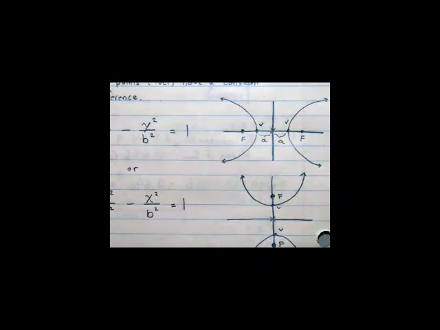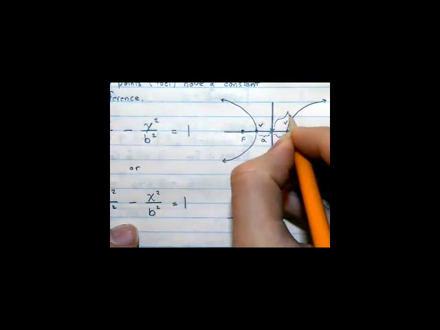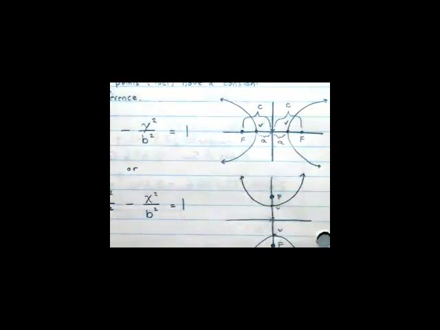C, as in an ellipse, is the distance from the center to each focus. So in this case, here and there. And those are the same, right? Symmetric on either side.